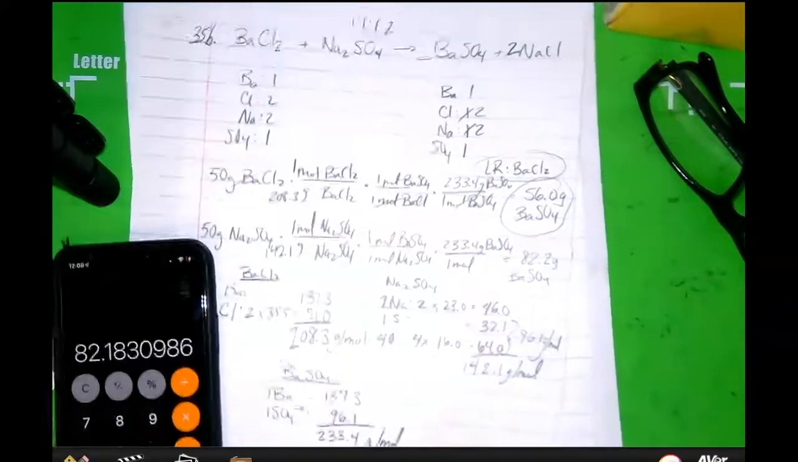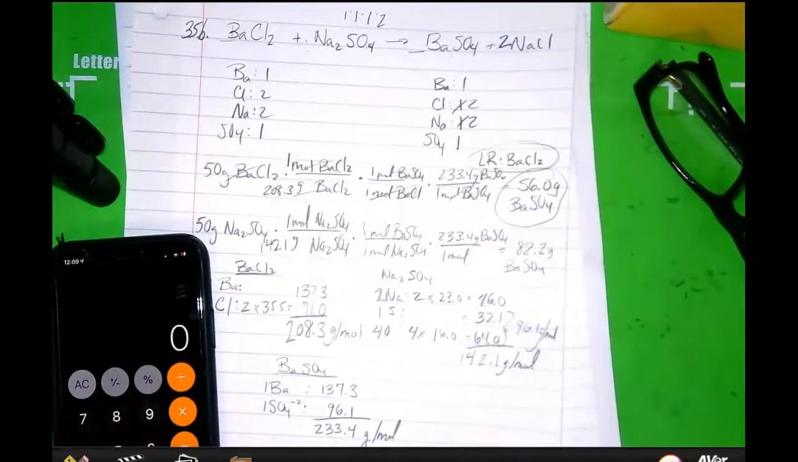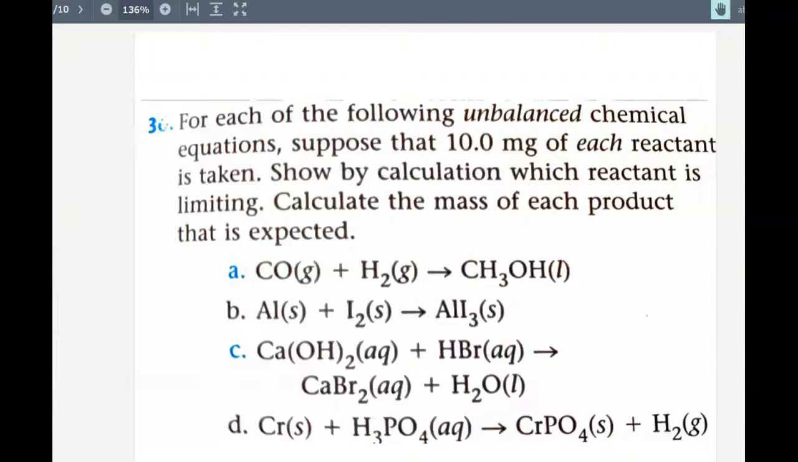That's our answer for 35B. Now we're going to do 36B. And this one doesn't give us grams, it gives us milligrams of each reactant. This one we're doing aluminum and iodine, make aluminum iodide. We're going to show the calculation which is limiting and calculate the mass of each product. So we're basically going to do what we did last time, except we're going to start with milligrams. We have one more conversion to do.